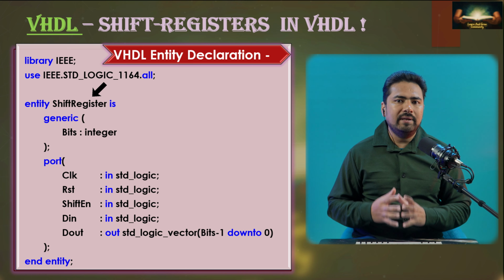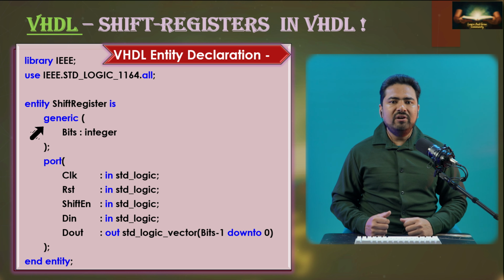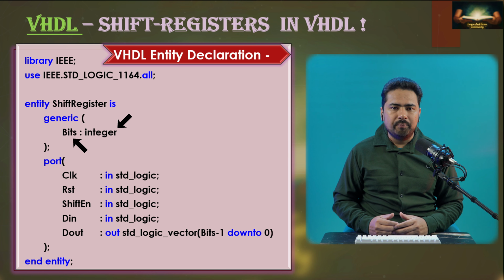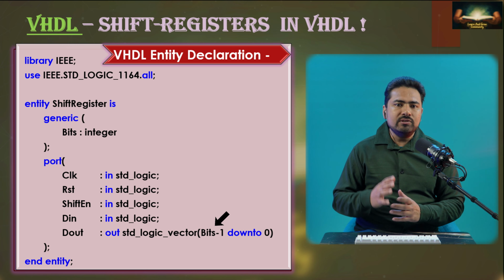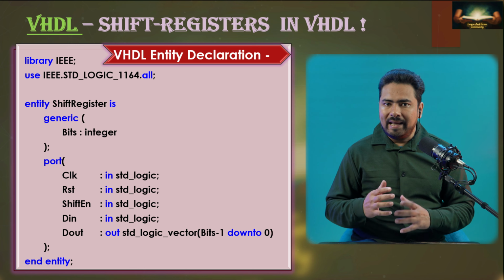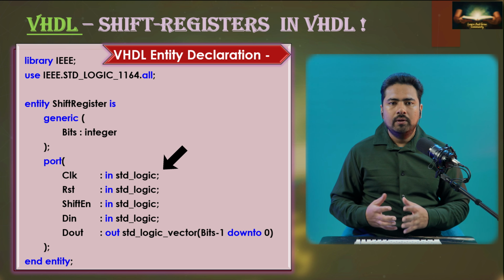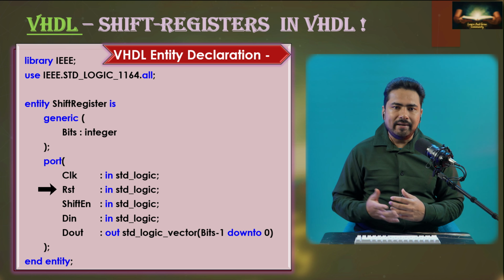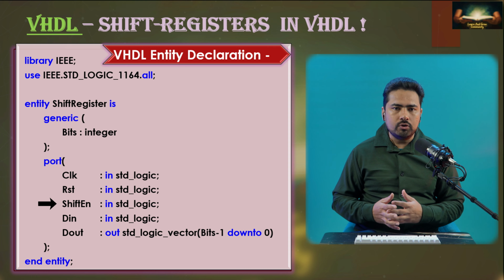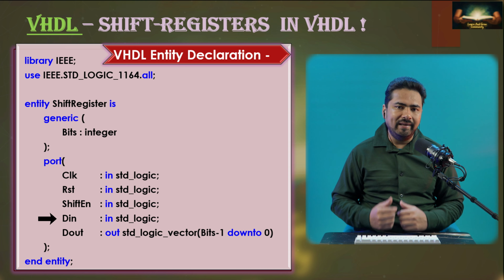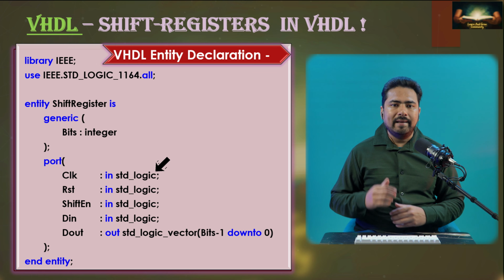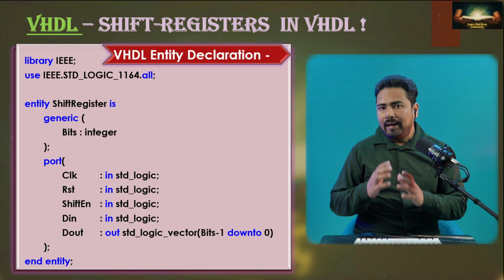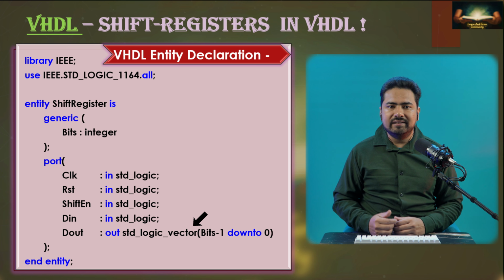So our module name is shift register. Then we defined a generic named bits and it is an integer data type. So now you can adjust the size of your shift register. Next, we define the ports of our module. So from the block diagram, we have one clock input, one reset input, one shift enable input, and one data input D in. All of these ports are std_logic type. Then we have the data output port D out, and this is a std_logic_vector signal.